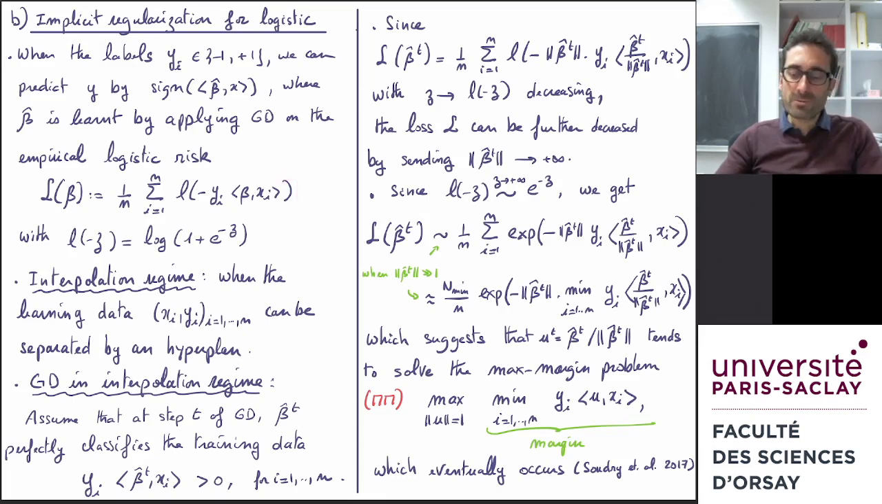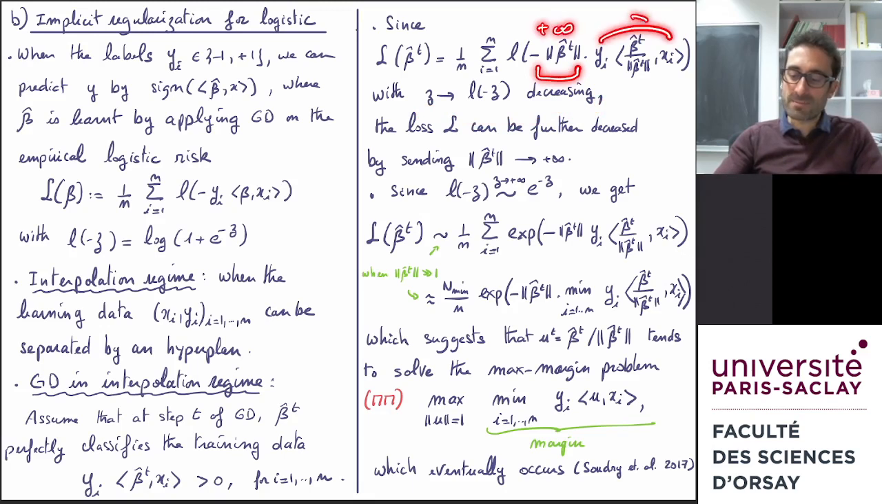So the first thing that you will do is to just observe that here you have something which is linear, so it is homogeneous. So you can rewrite your loss by simply multiplying and dividing by the norm of beta hat t. Okay, so why do we do this? Because here you observe that you have something which is strictly positive, all right? And in addition, your loss is decreasing. So since your loss is decreasing, what you can do is to just send this quantity to plus infinity.